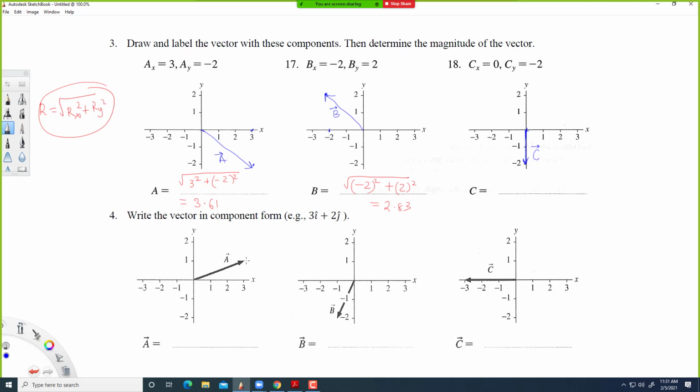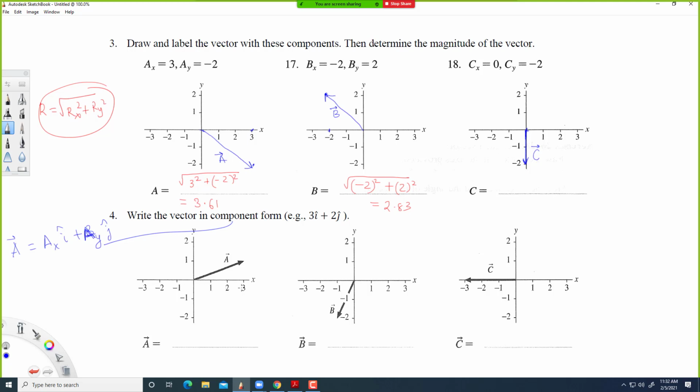So let's look at number 4. Write the vector in component form. Pretty straightforward. Just look at the picture, see how many units you have. So in component form means you need to write in this form, okay? a_x i hat plus a_y j hat, okay?